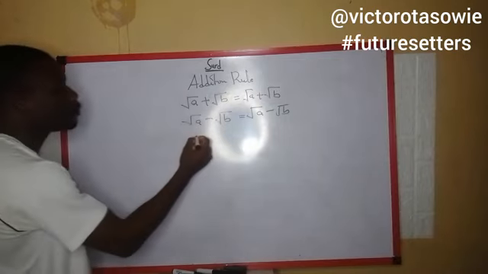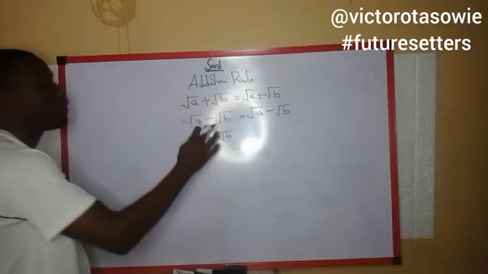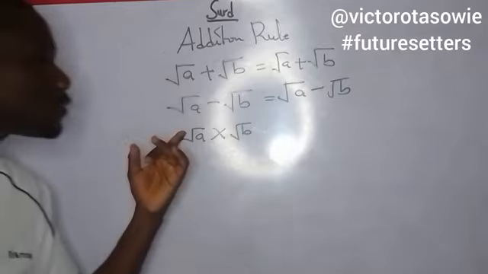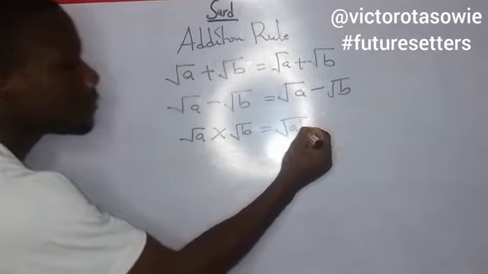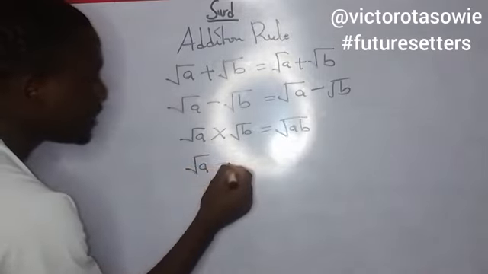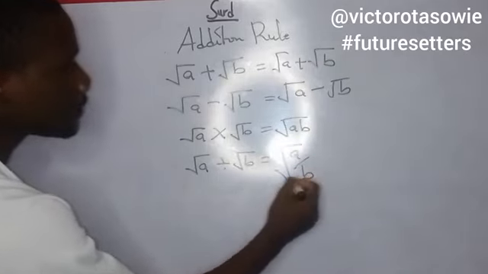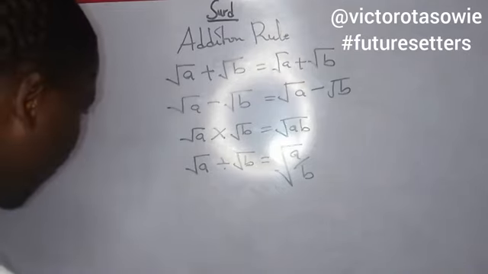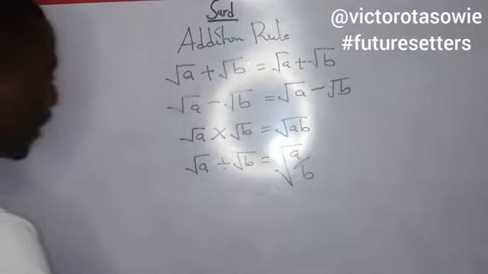The next aspect has to do with multiplication. Now, this is where the work starts. In a situation where you have root A times root B, it will give us root AB. Root A times root B is root AB. Root A divided by root B is equal to root A over B. Take note of this point. Root A times root B is root AB. Root A divided by root B will give us root A divided by B.